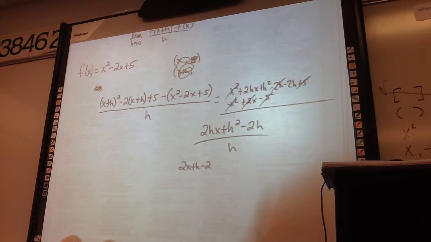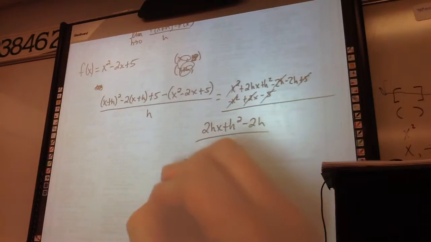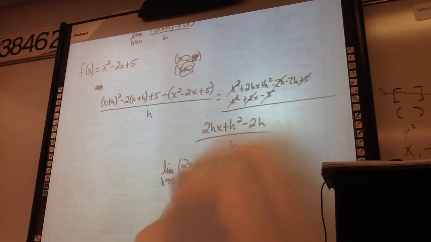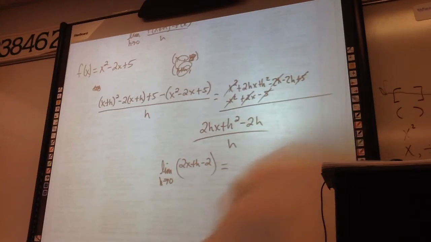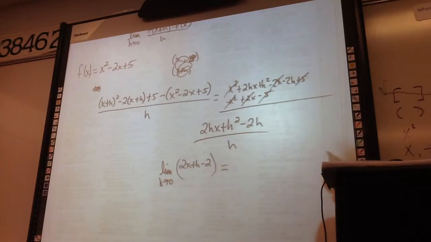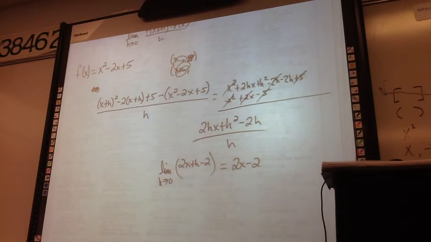And then, is that it? That's what you use to find the limit, this simplified expression. So what do we still have to do? The limit as h approaches 0 of 2x plus h minus 2. How do you do that? Plug in 0 for h. What about the x? The x stays. So what is your answer? 2x minus 2.